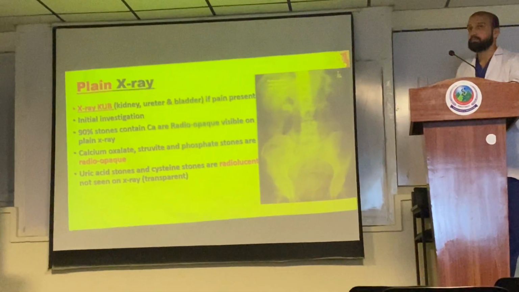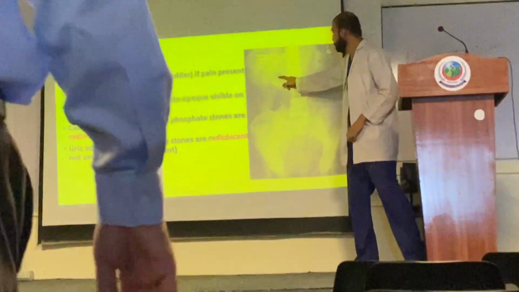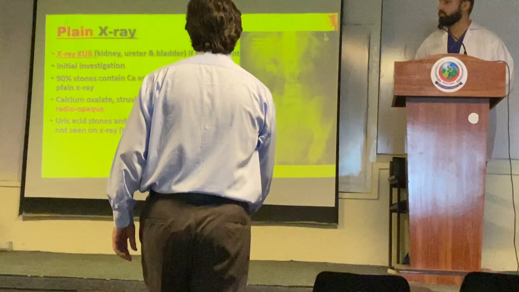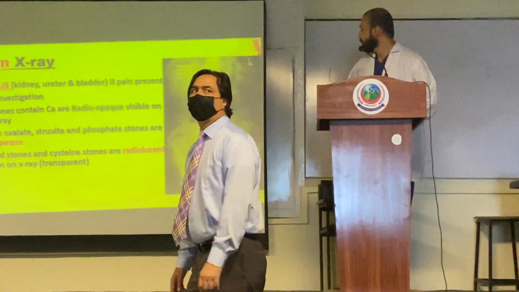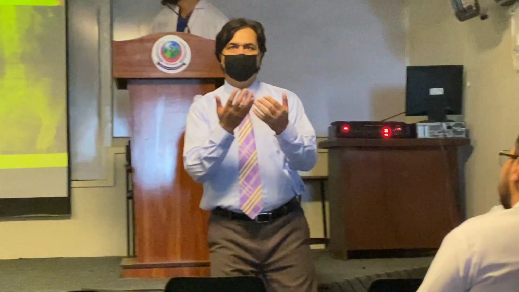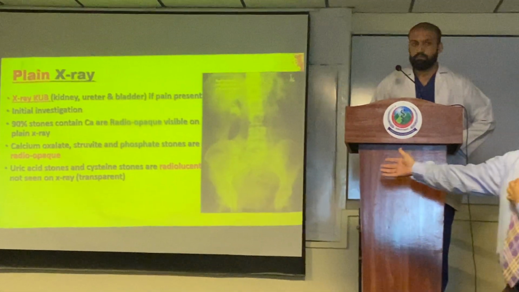And what is this black shadow? This one. Which part of the large gut is this? Ascending. This is the ascending colon. Very good. So the ascending colon has air in it, and the stone is behind it. So this is the reason.